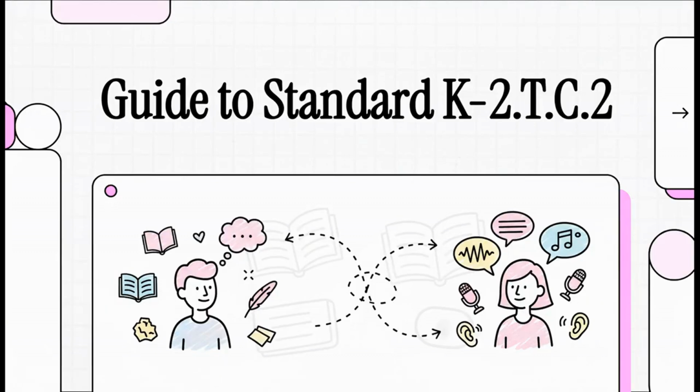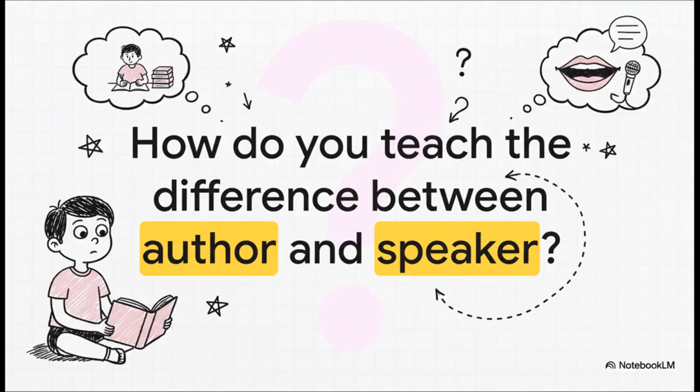And this isn't just some tiny detail. It's the foundation for understanding point of view down the road. Let's be real, this idea can feel super abstract for our little learners. For us, the difference is totally obvious. But for a kindergartner or first grader, getting that the person who wrote the book isn't always the one talking inside the book, wow, that is a huge cognitive leap in how they understand what they're reading.